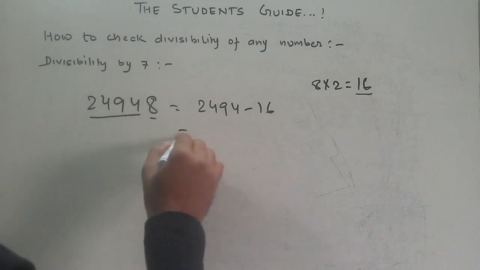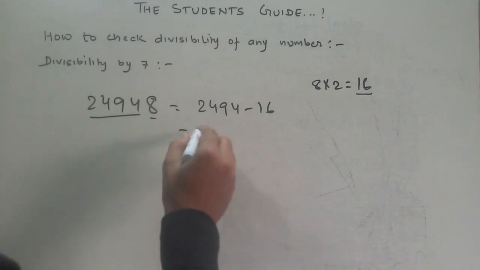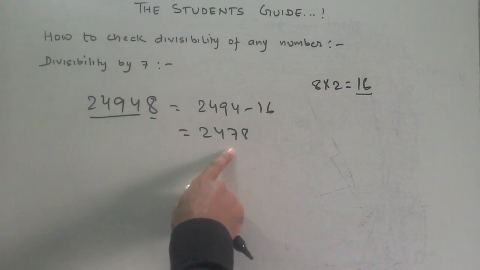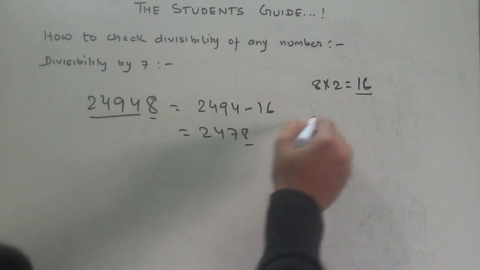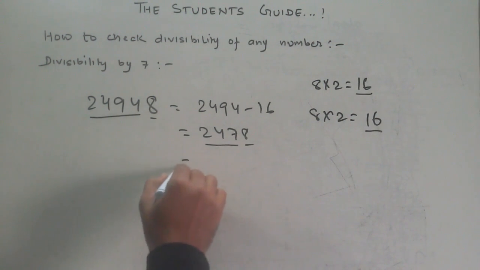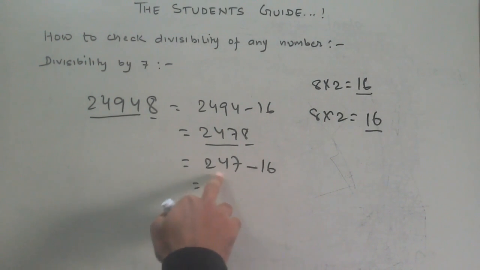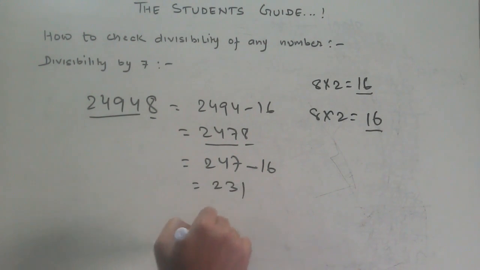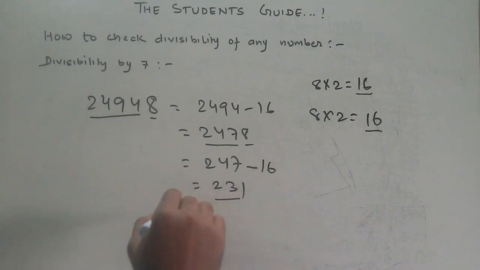is... How much did we get after subtracting 16 from 2494? We will get 2478. Okay, and if we still have doubt whether this number is divisible by 7 or not, what we will do, we will repeat the process. We will take the last digit, multiply it by 2, and whatever we get, we will subtract it from the rest of the digits. We will do 247 minus 16. What will we get after subtracting 16 from 247? We will get 231. Okay, now we will see if this number is divisible by 7 or not.